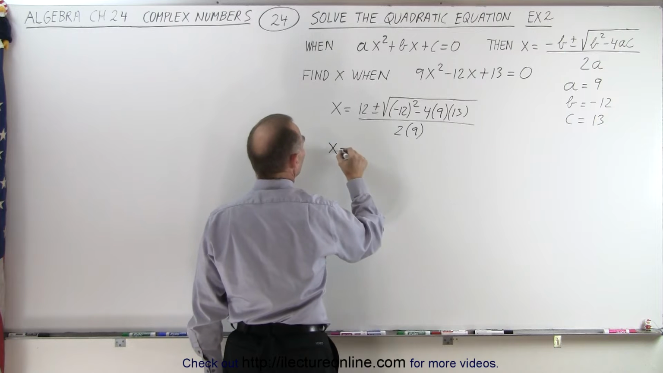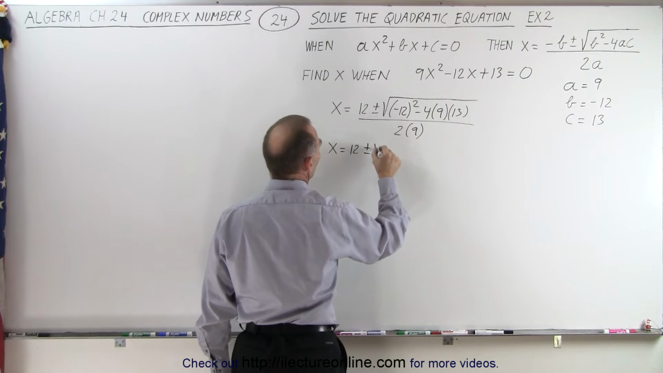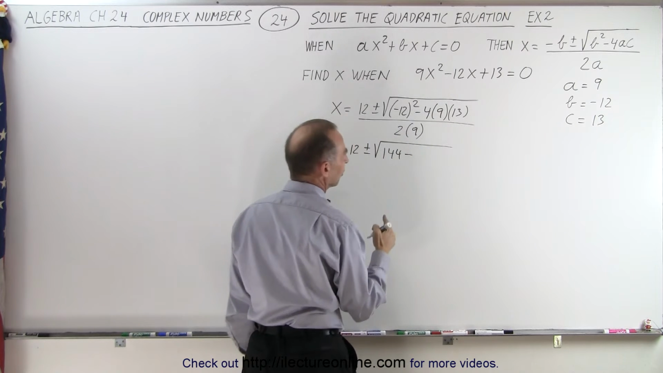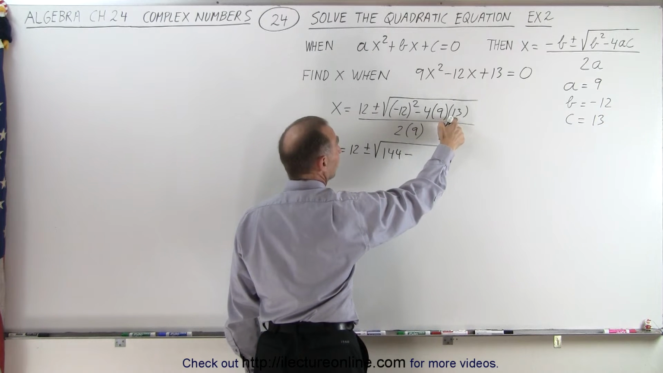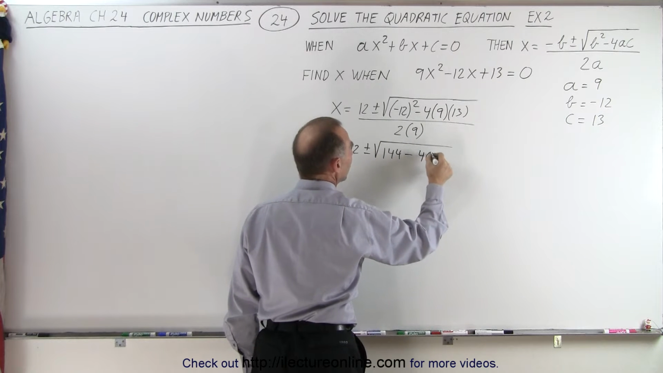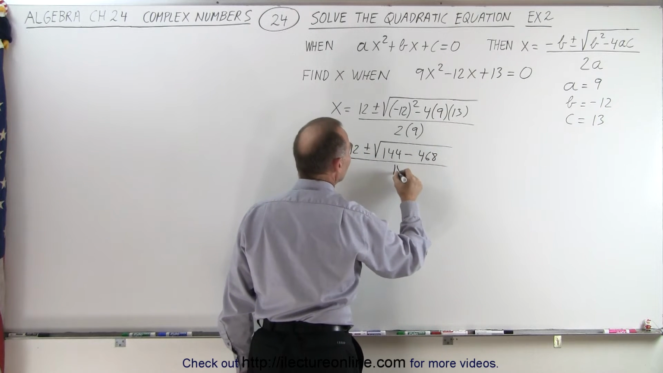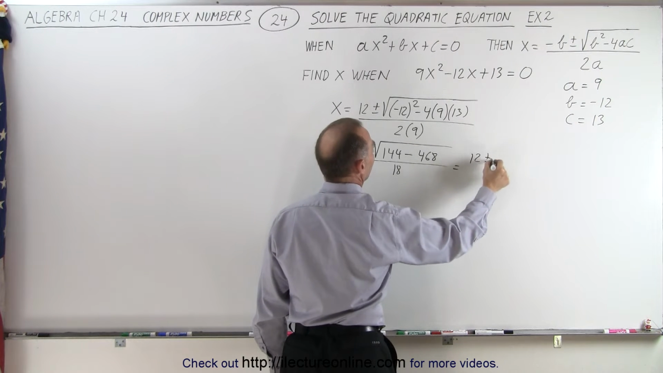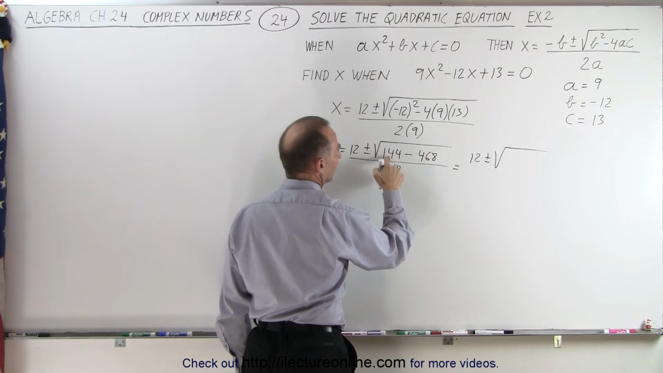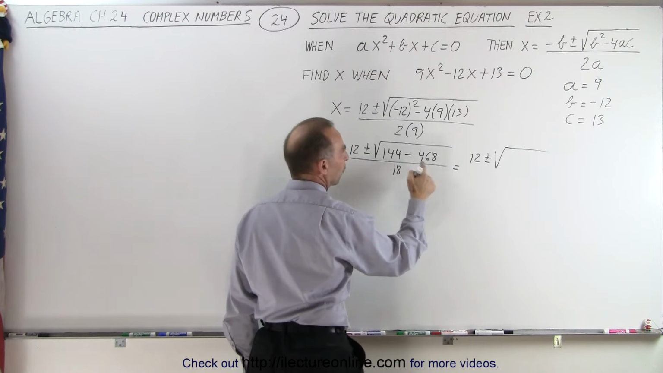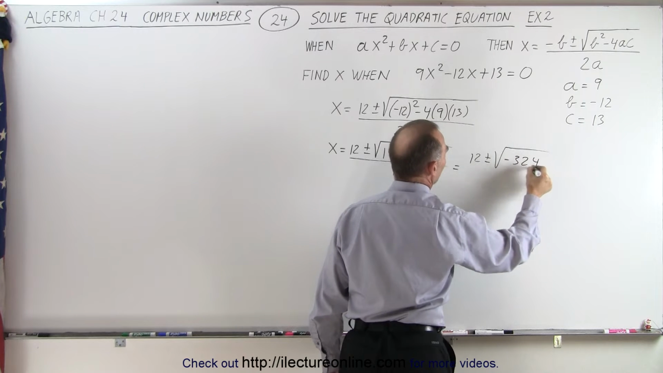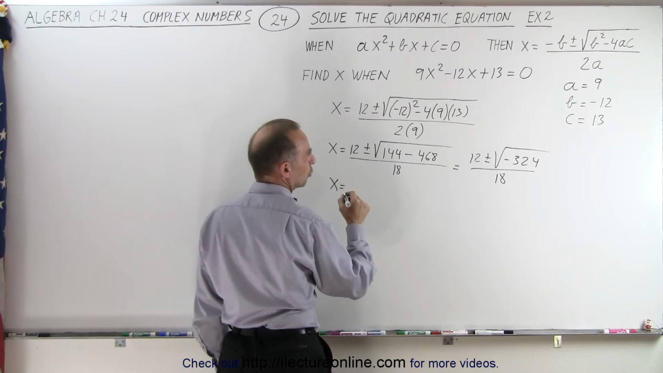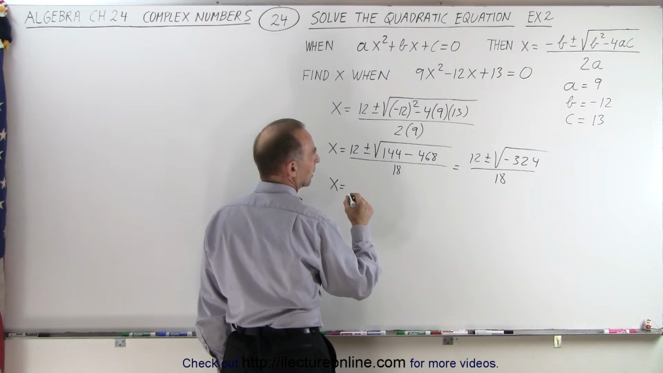So we have x is equal to 12 plus or minus the square root of 144 minus 4 times 9 is 36 times 13, that's 468, all divided by 2 times 9, which is 18, which is equal to 12 plus or minus the square root of, if I subtract this from that, I get negative 324, divided by 18.